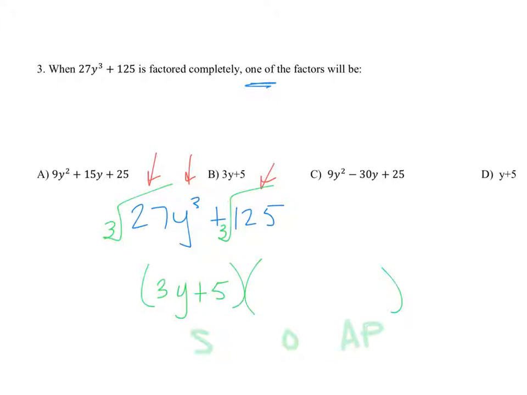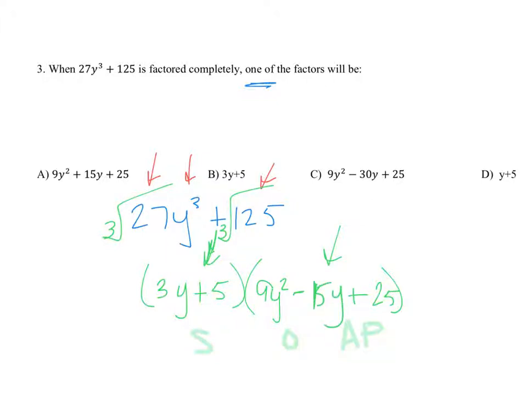And my signs will now be the same as what I started with, so positive, and then opposite is negative, and always positive is going to be positive there. To get my first term, I will square my first term. So to get this piece, I'm going to square that. That becomes 9y squared. To get my last piece, this piece here, I'm going to square my last piece. So I will get 25. And to get my middle piece here, I will multiply 3y times 5, and that is 15y.